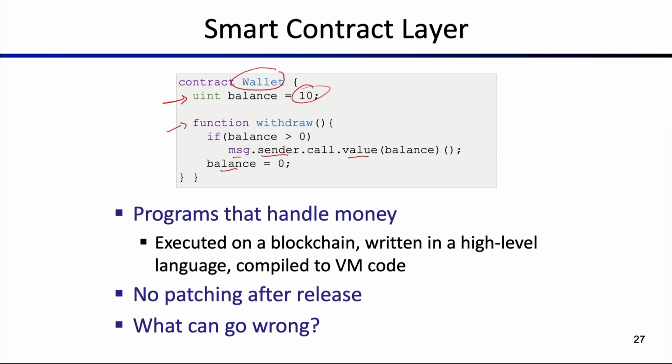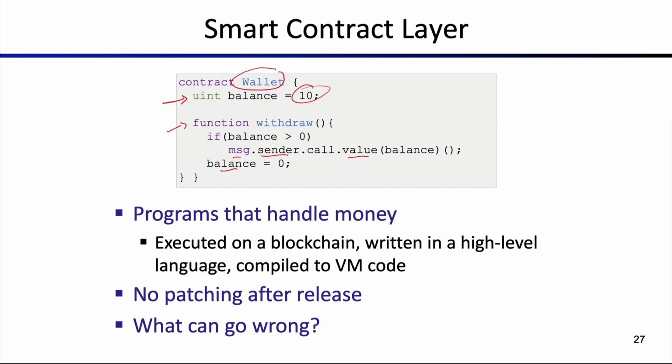Well, you already know that smart contracts are programs that handle money, executed on the blockchain, written in this high-level Solidity language, and then compiled to VM code, for example, EVM code for the Ethereum virtual machine. Smart contracts can typically be trusted in the way that it's not possible to patch them after release, but you can still have functionality that changes its logic.